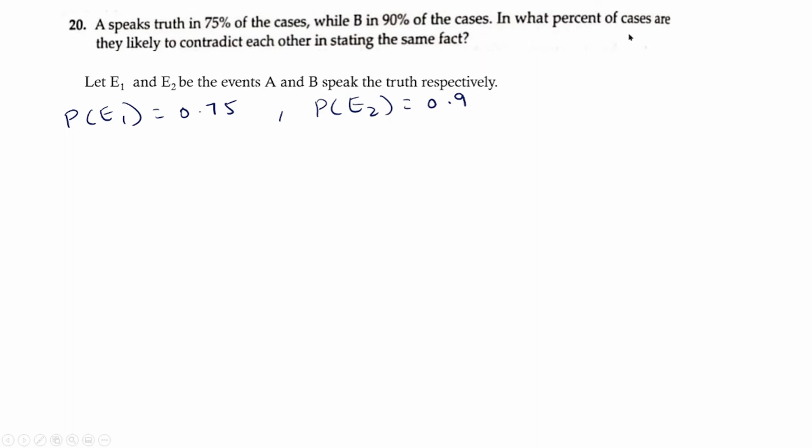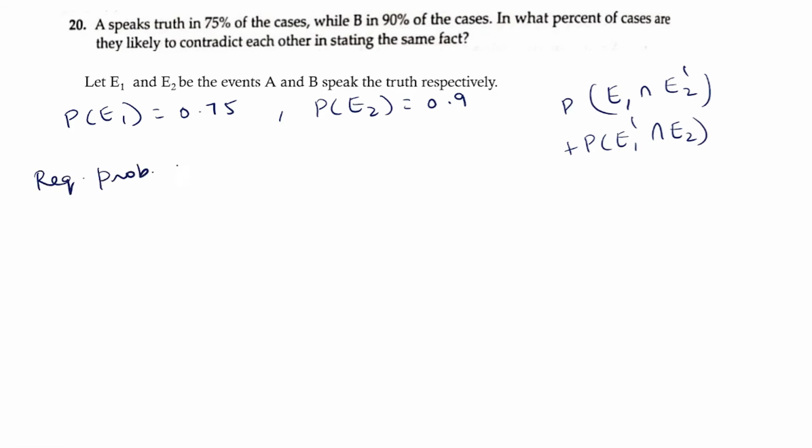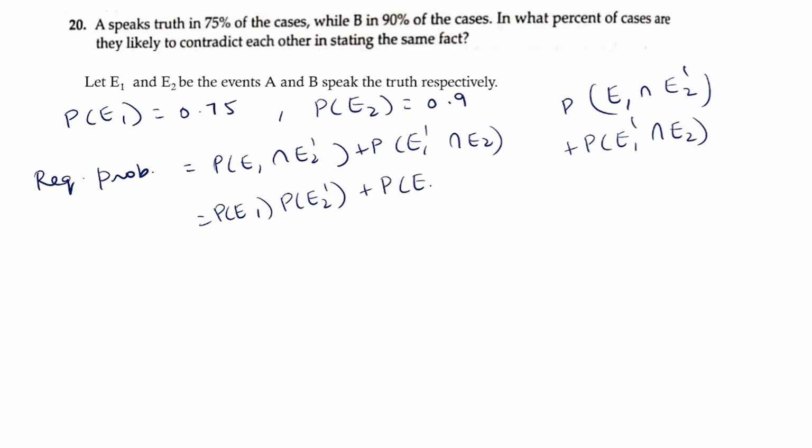Now, we need to find in what percent of cases they are likely to contradict each other. So, they are likely to contradict when A speaks truth and B speaks lie, or when A speaks lie and B speaks truth. So, in these two cases, they are likely to contradict each other. So, the required probability is probability of E1 intersection E2 complement plus probability of E1 complement intersection E2. Since these two events are independent, this is equal to probability of E1 into probability of E2 complement plus probability of E1 complement into probability of E2.